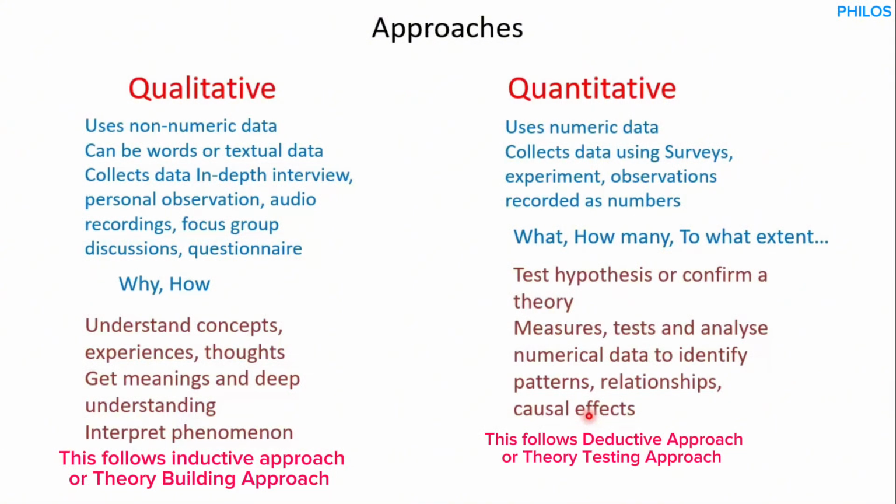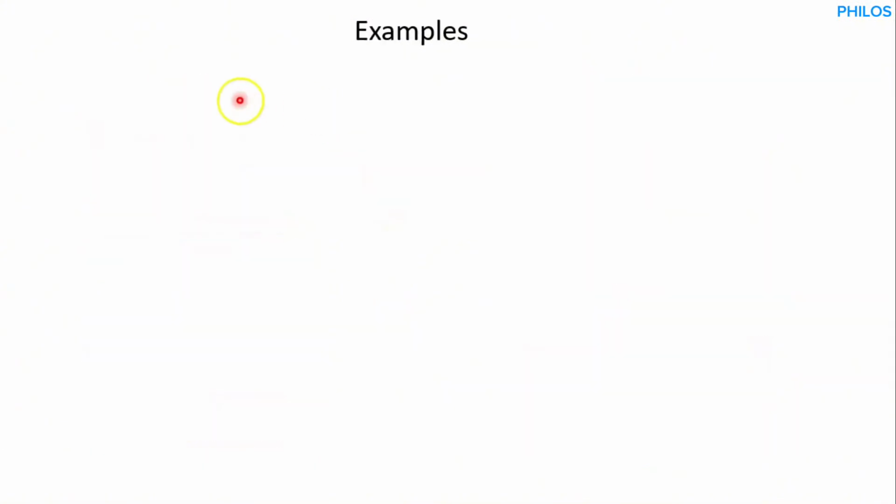The mixed method combines the two. I won't say much about it for now. Okay, we'll treat it later. We'll go into detail on that one too later. So let's take some examples on qualitative and quantitative approach.